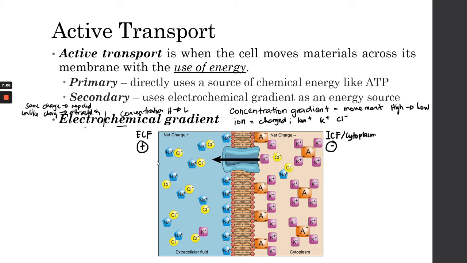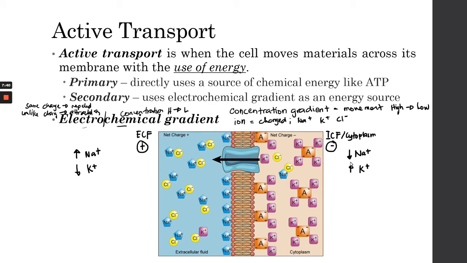Another difference between the two is that in the ECF there is a higher concentration of sodium ions, while in the ICF, the cytoplasm, there is a lower concentration of sodium ions. Another thing is that outside of the cell there is a lower concentration of potassium, and inside there is a higher concentration of potassium.